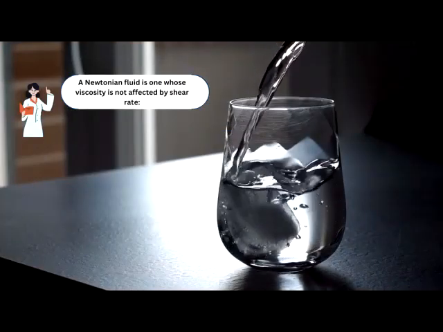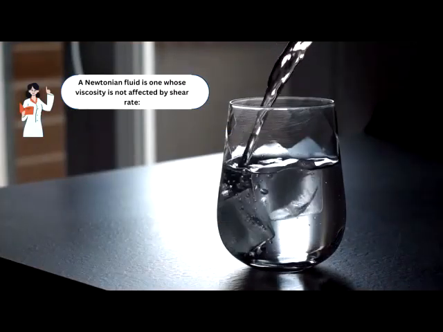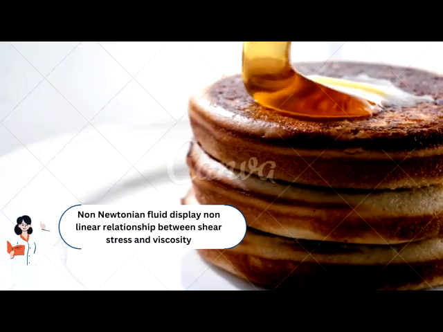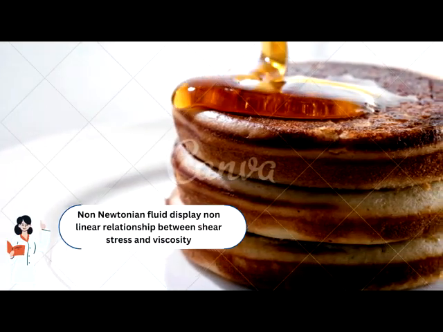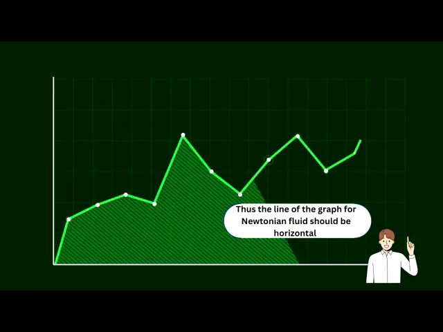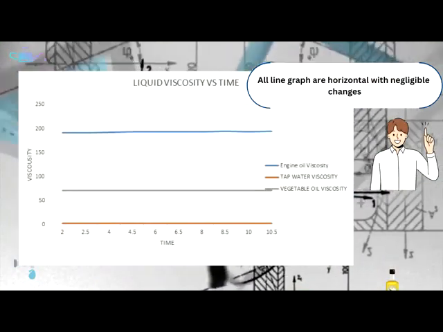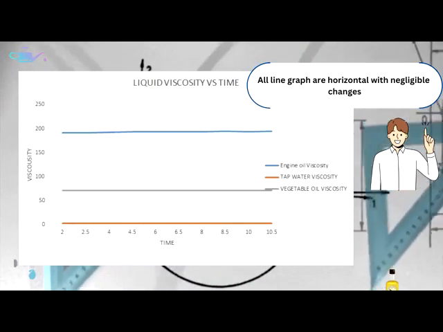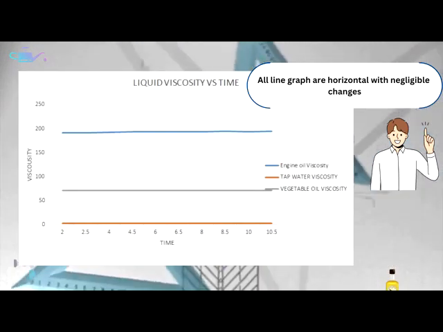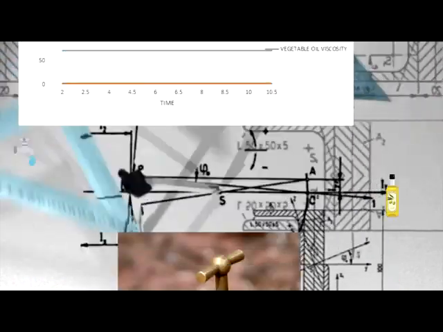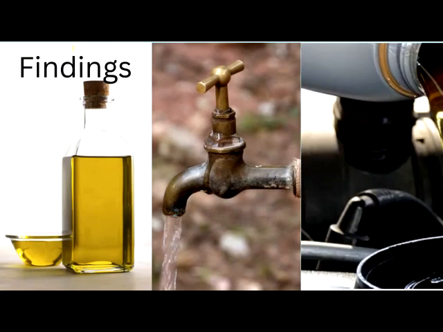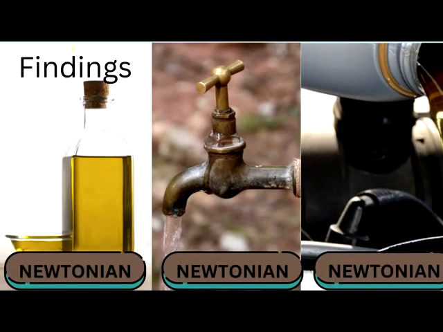A Newtonian fluid is one whose viscosity is not affected by shear rate. A non-Newtonian fluid displays a non-linear relationship between shear stress and also the viscosity. Thus, the line of the graph for a Newtonian fluid should be horizontal. Based on the graph plotted, all the lines are horizontal with negligible changes. Thus, the findings are that all the liquids tested in this experiment are Newtonian liquids.